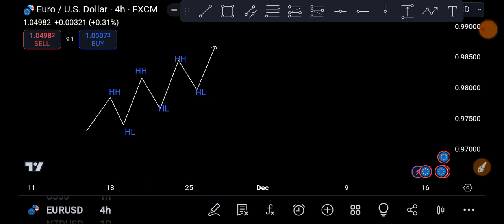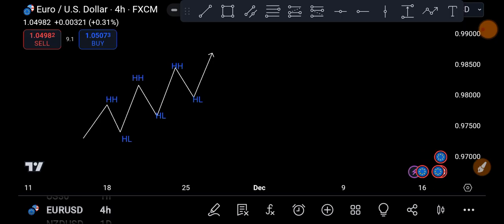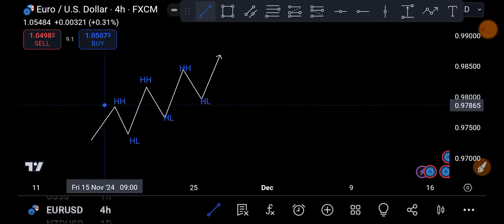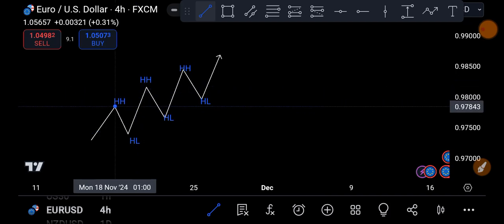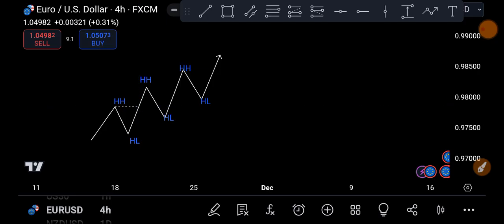Good. So I took a while to do this. So we have the series of higher lows and higher highs. What we mean by a higher high is that price broke the previous higher high. So this one was broken. When we say this one was broken, it means that price went above it.